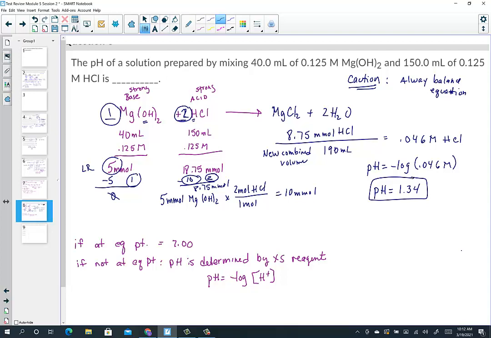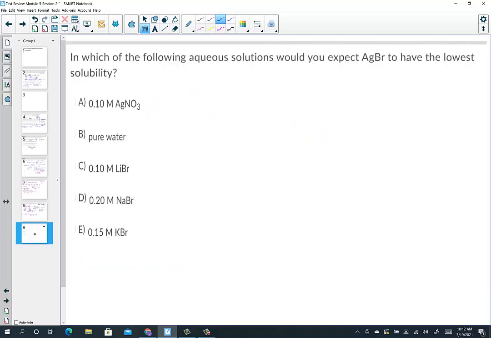I'll work one more with you in this review session. Which of the following aqueous solutions would you expect AgBr to have the lowest solubility? Well, let's think about what it's asking. We have AgBr in dynamic equilibrium with its aqueous ions.